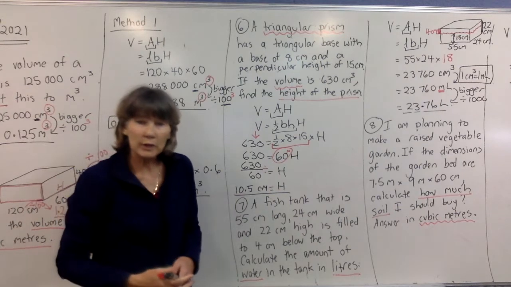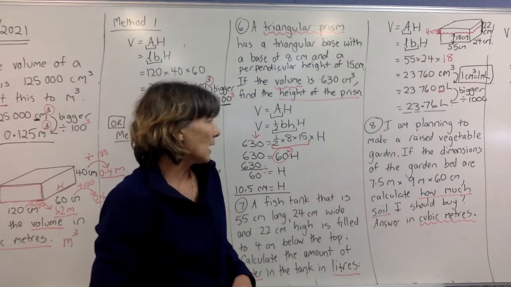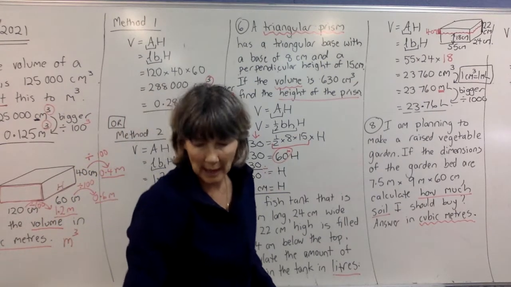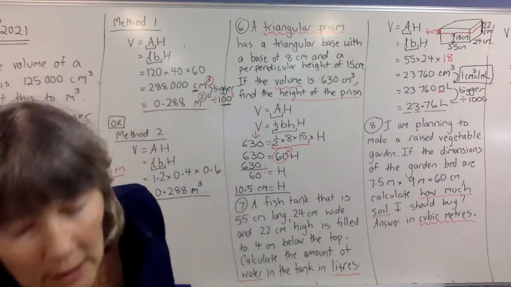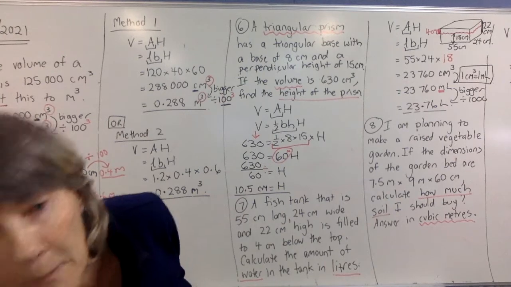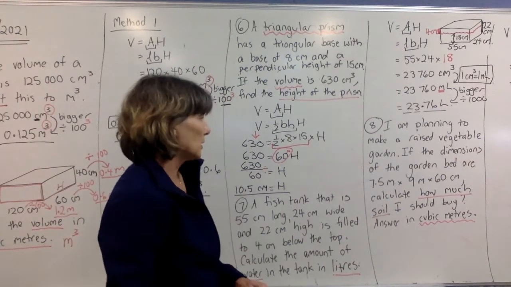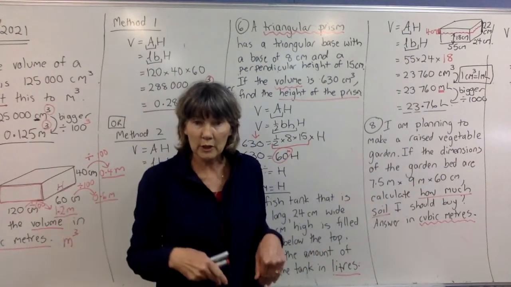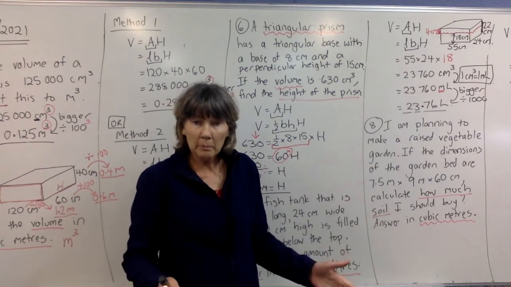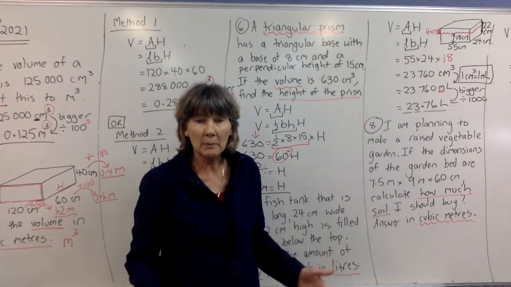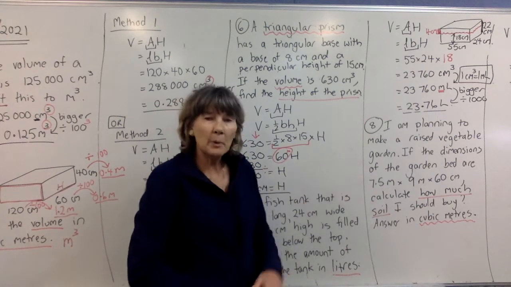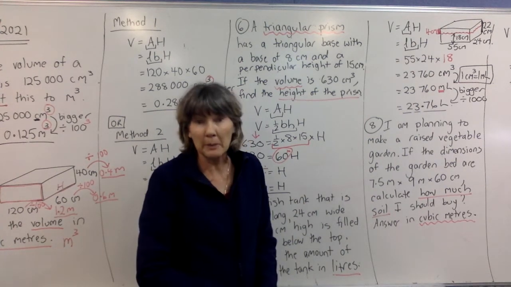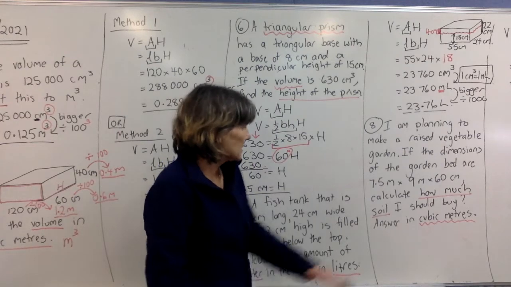Okay, and the last question, I am planning to make a raised vegetable garden. Okay, there's plenty of people at home now in lockdown looking for things to do, and they might decide to do a project like this. Buy a small vegetable garden, bring it home, bought it from Aldi or Bunnings or somewhere and go, right, I'm going to start a vegetable garden. It's 7.5 metres. This is a pretty big one, so maybe you didn't buy it from Bunnings.